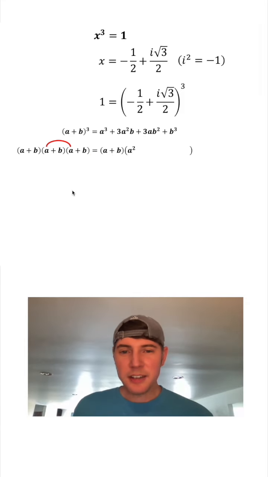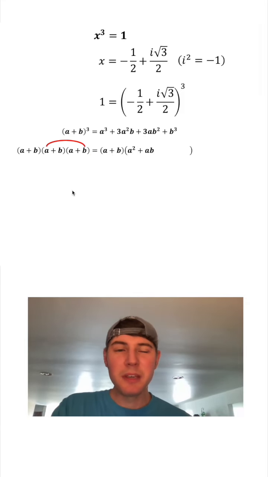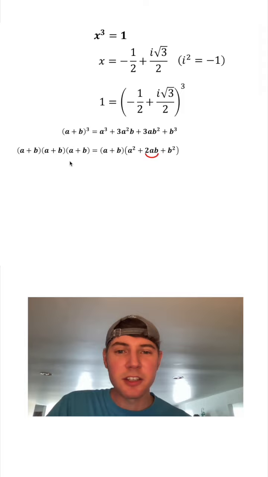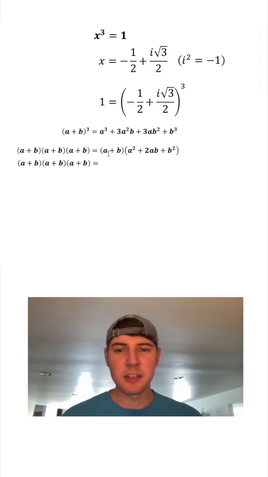So let's bring this (a + b) here. And then for this piece here, a times a is a², a times b is ab, b times a is ab, and b times b is b². Now this ab plus ab is the same thing as 2ab. Let's copy this down and let's multiply these two.